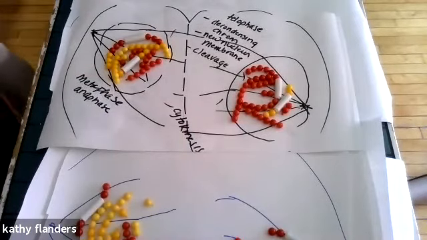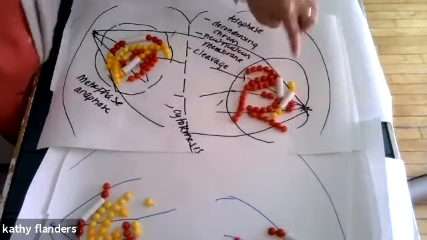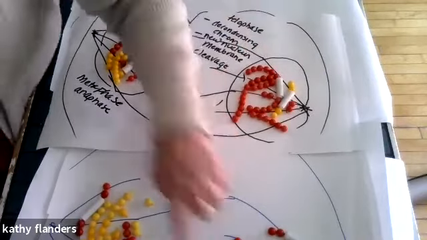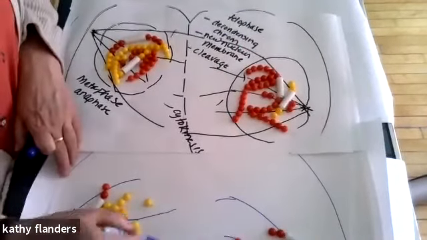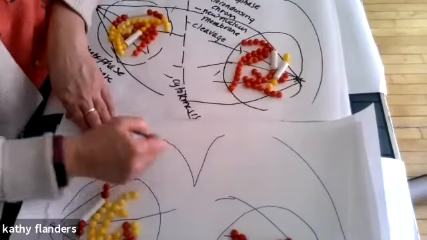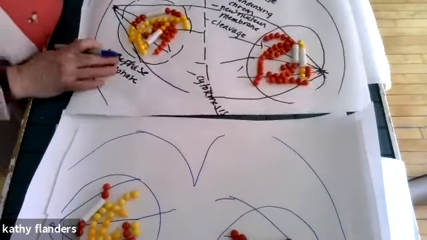What's happened to my chromosomes? They've decondensed, and I now need a nucleus for my cell. So I'm making a nucleus. I don't have my nucleus yet over here, do I? And what else is going to happen? The cleavage furrow is going to form. So I'm going to start seeing my cleavage furrow.